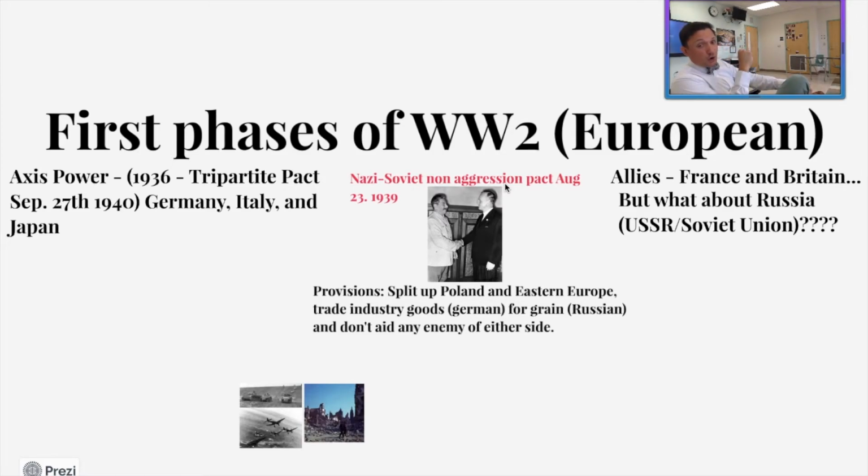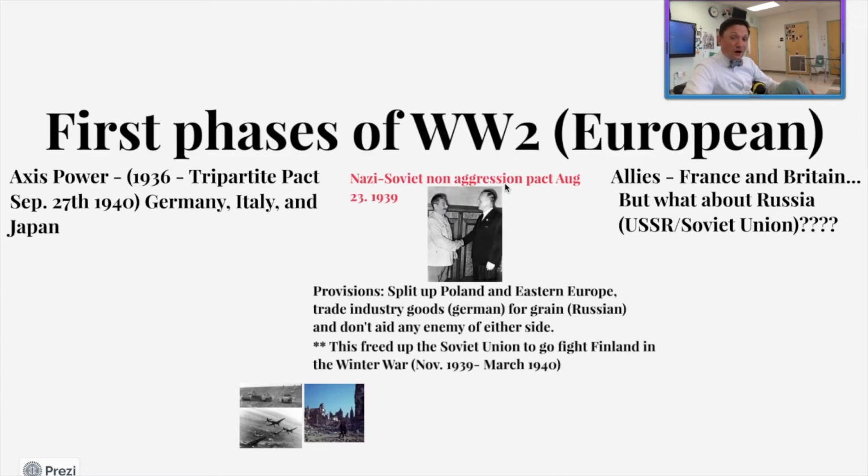The provisions were to split up Poland and Eastern Europe, to trade German industry goods for Russian grains, and don't aid either enemy on the other side. So they are to stay uninvolved. So basically the Soviets are not allowed to aid the British or the French in any way, right? And the Nazis will not aid anyone against the Soviet Union.